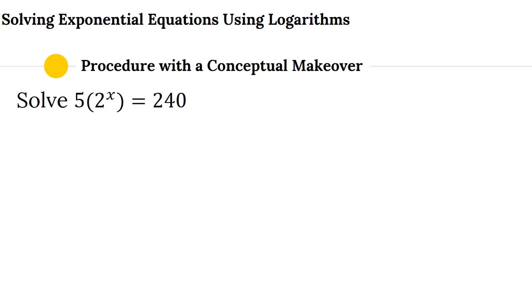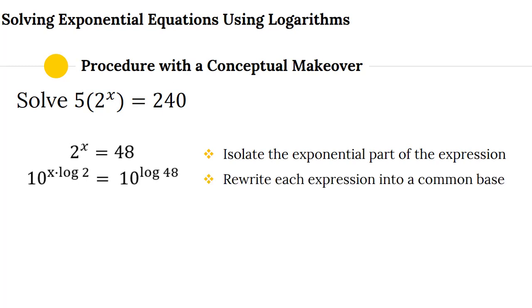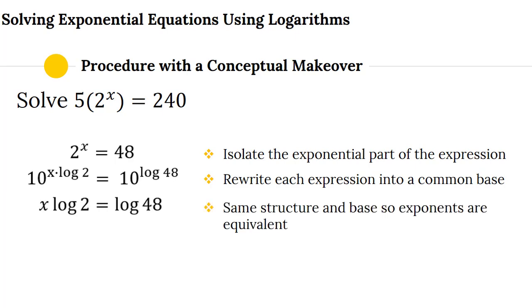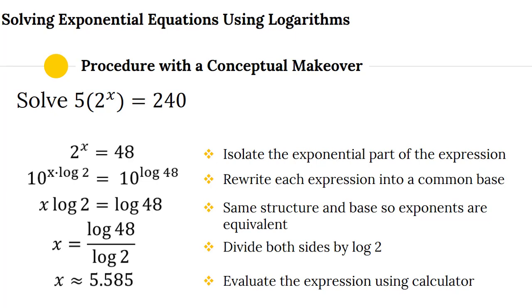So this procedure with a conceptual makeover, let's look again at that very first problem. Solving 5 times 2 to the x power equals 240. We're going to begin the same way. Isolate the exponential part of the expression. Divide both sides by 5. But the next step is to rewrite each expression into a common base. Now that they have the same structure and the same base, we'll conclude that the exponents must be equivalent. We'll use algebraic procedures to solve for x, showing that x is the log of 48 divided by log 2. And then evaluating the expression using the calculator, we get an approximate solution of 5.585.